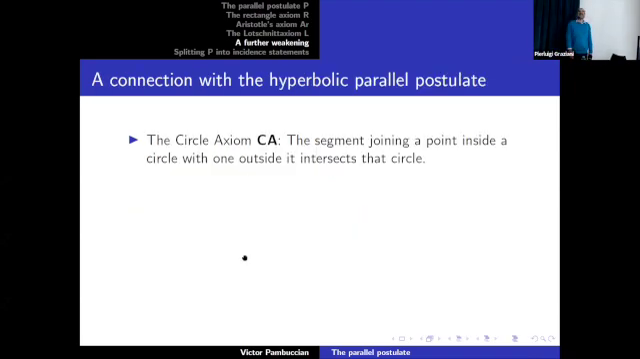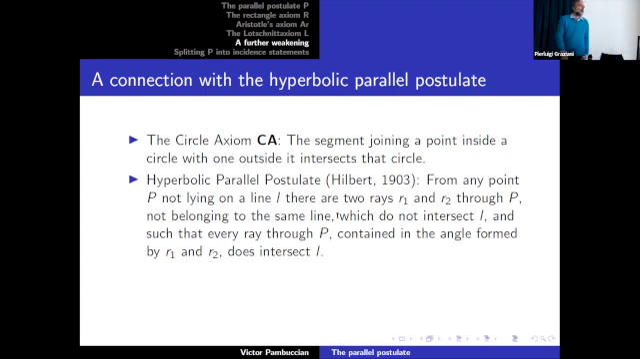If one adds the circle axiom to it, which means if I have a circle, let's do a little drawing. If I have a circle and a point inside it and one outside it, then the segment joining these intersects the circle. So if you have this, then we have an interesting equivalence.